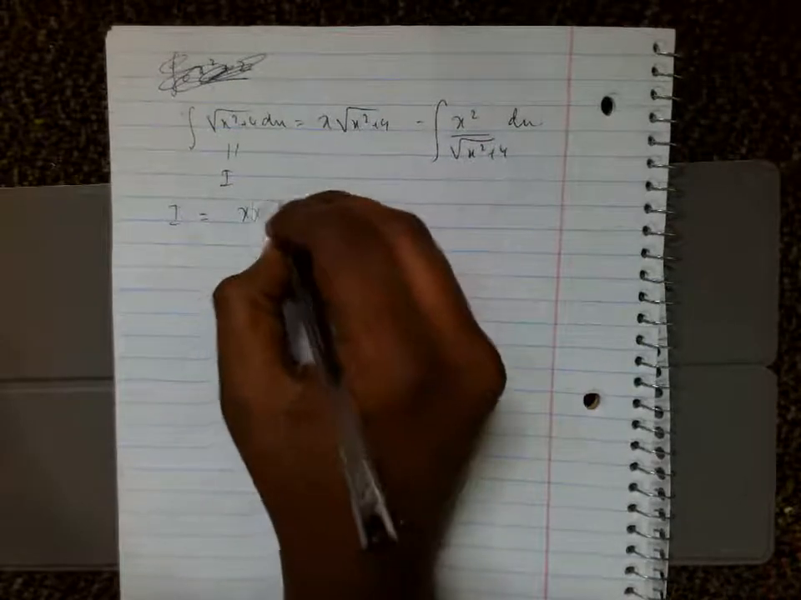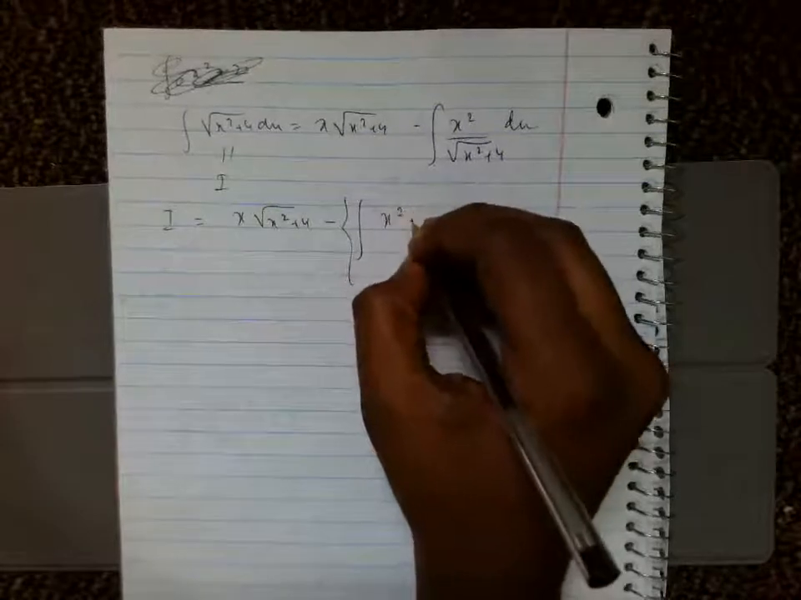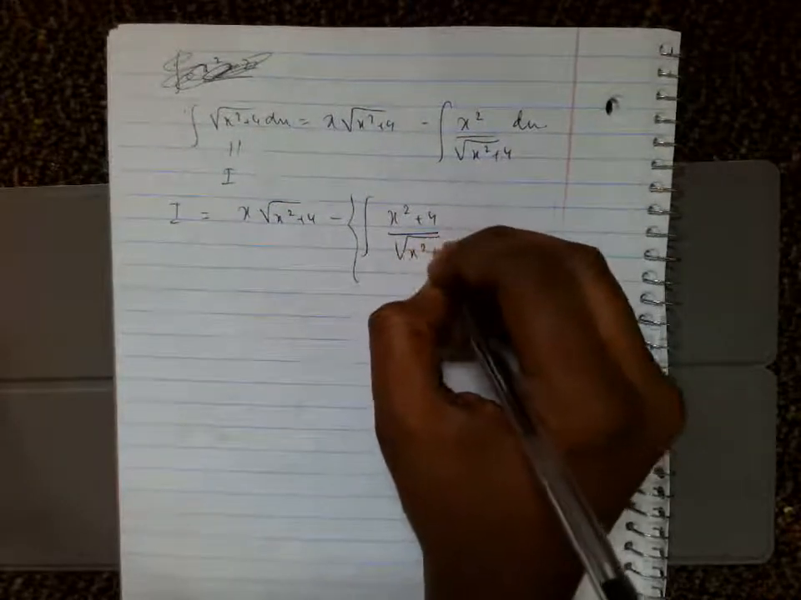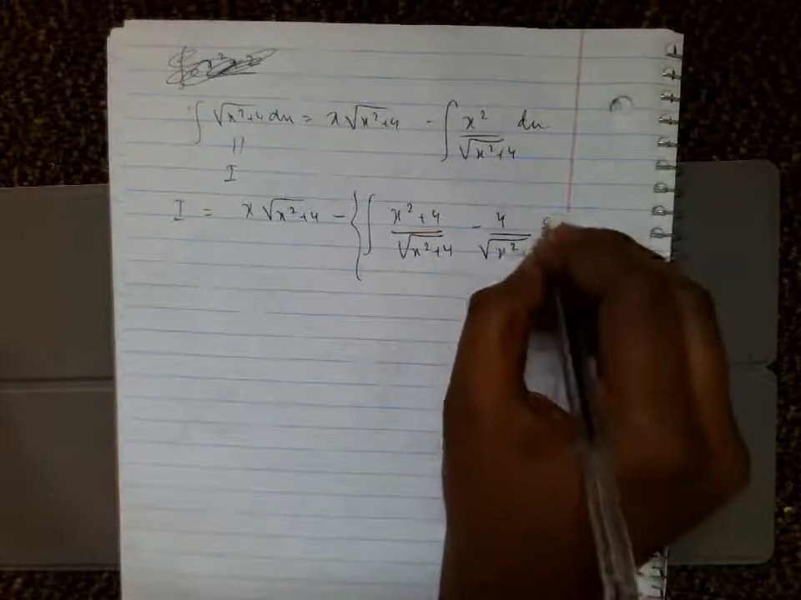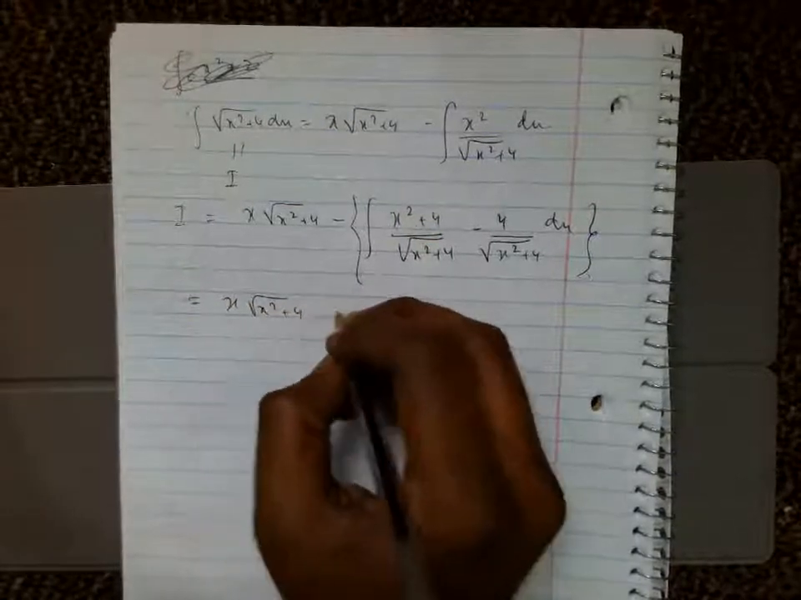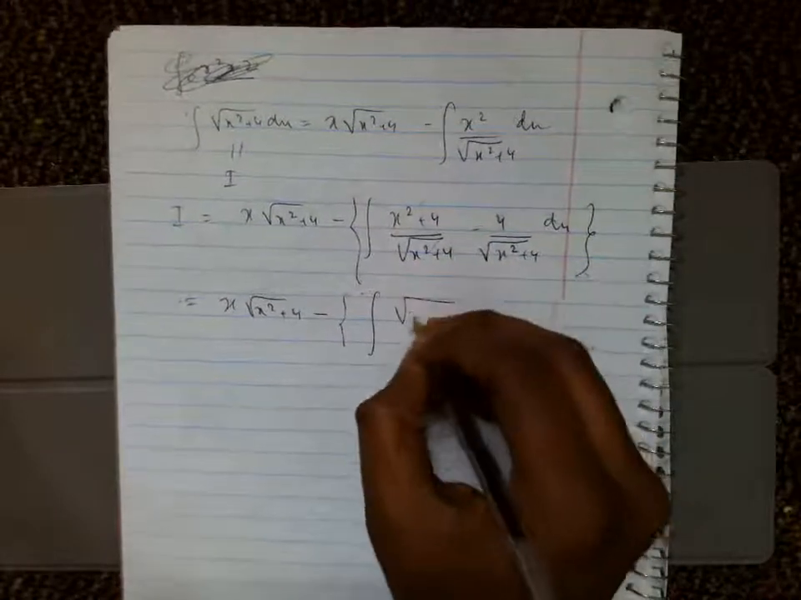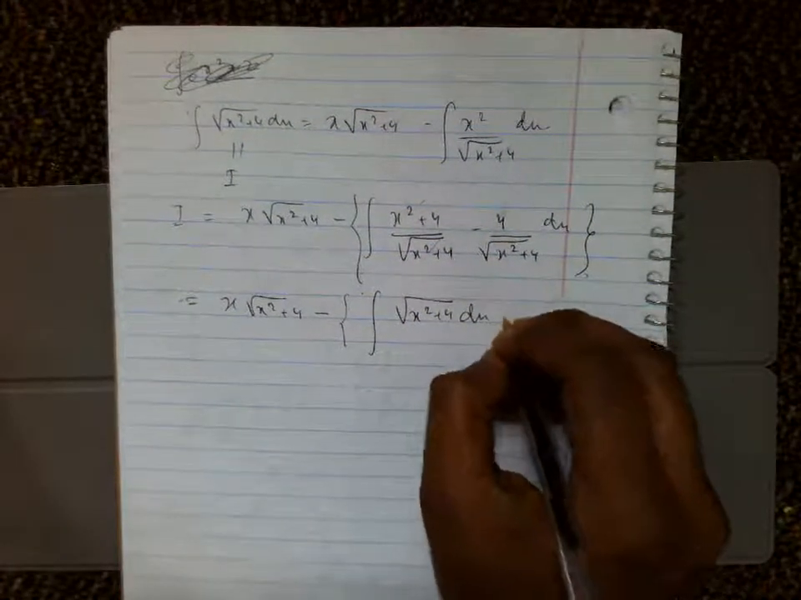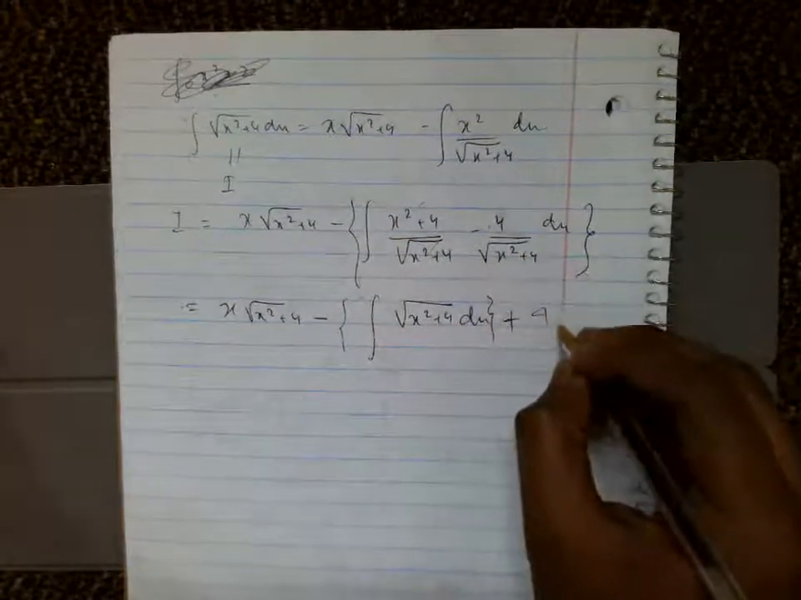And then what we can do is, I'll call this I. So I is this minus, so now I'll be adding and subtracting 4 in the numerator so that I can cancel some stuff. So this becomes x square root x square plus 4 minus integration of this, and this and this will cancel out, so you will have this plus, so minus minus becomes plus.